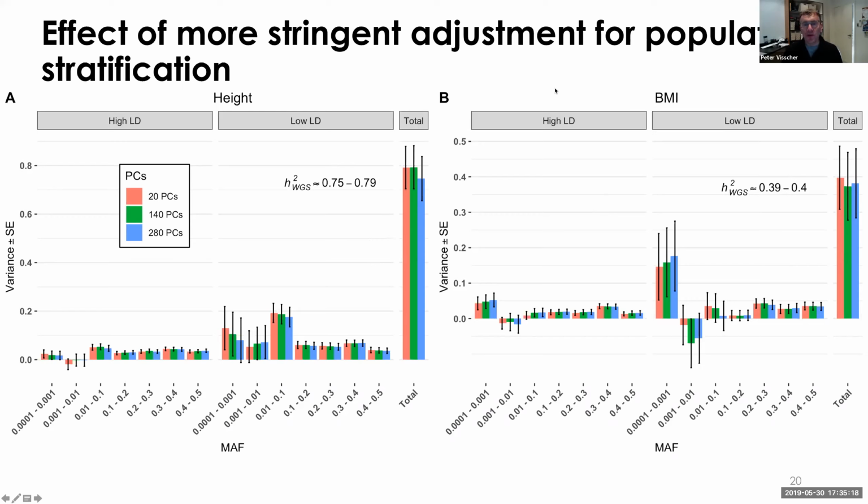So from this, we concluded that as far as we could see, by trying to model those rare variants or account for population structure as best as we could, there was no strong effect on the estimate or the partitioning of our variation. We went recently even further.